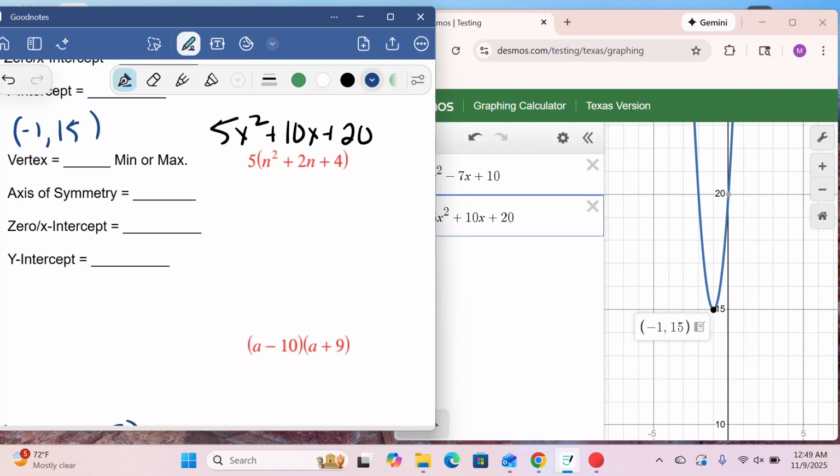Is this a minimum or a maximum? And you might think, oh, this is a maximum because it's above the x value. That is incorrect because it is a U-shape, and the vertex is at the bottom of the U-shape at the floor. So this is considered a minimum.